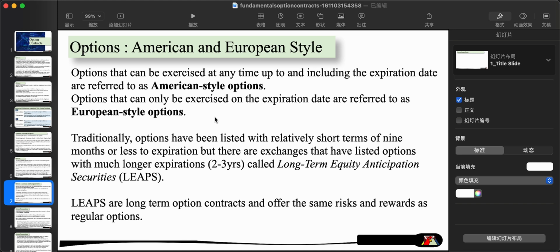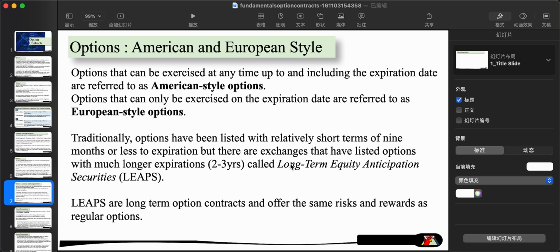Traditionally, options have been listed with a relatively short term of 9 months or less to expiration. But there are exchanges that have listed options with longer expirations, such as 2 to 3 years. These are called long-term equity anticipation securities. We call these LEAPS. LEAPS is a bit complicated derivative.